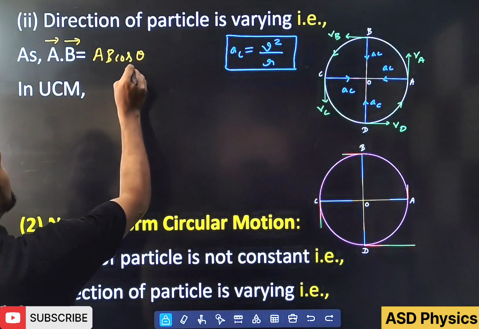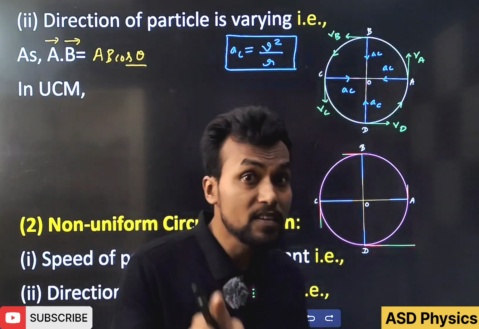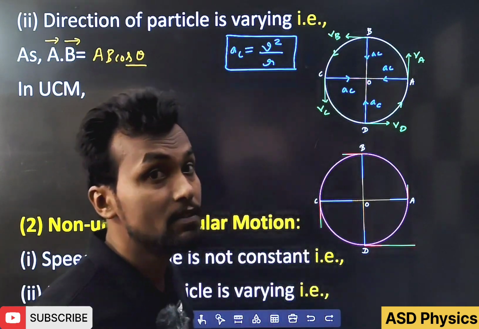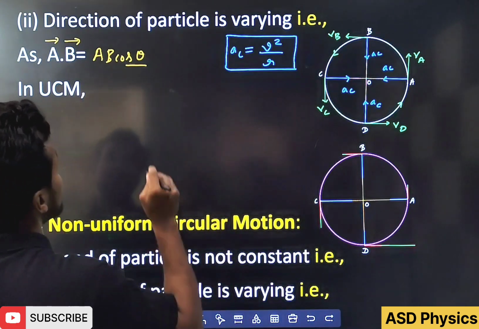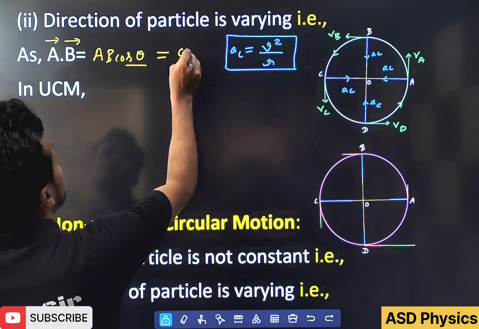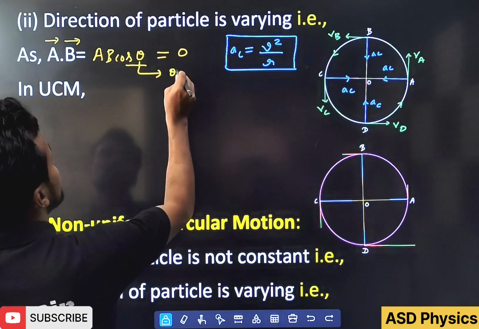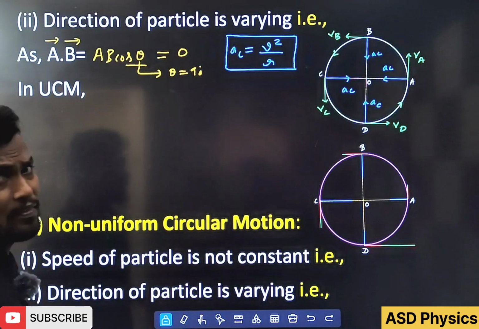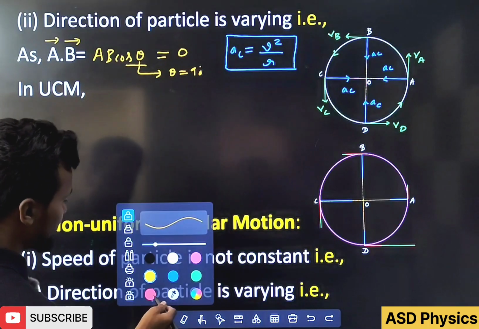A B cos theta. Yes or no? And in case two vectors are perpendicular, then theta will be how much here? 90 degrees. And for 90 degrees, what will happen here? This dot product will be 0 when this theta is 90 degrees. Is it? So based upon that, some formulas are there.